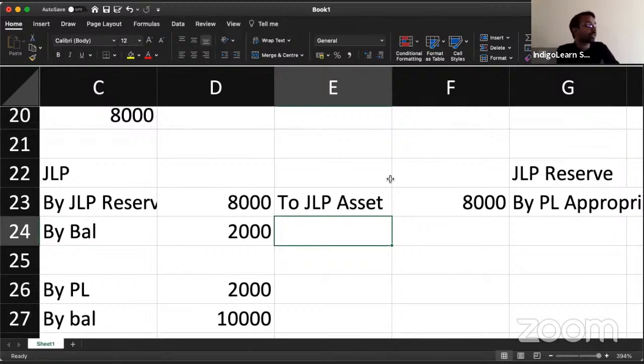Right? Any doubt in this joint life policy? What is the specific doubt? Okay, let me just.